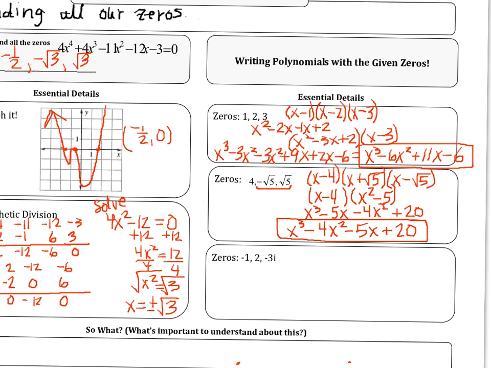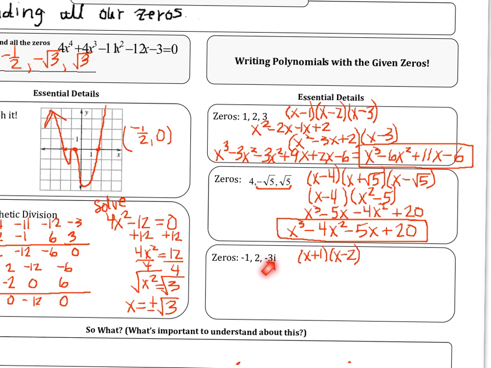Okay, so again, I've got zeros here. So I'm going to have x plus 1 as one of my zeros. And I'm going to have x minus 2 as one of them. And then this last one, I've got minus 3i. Okay, so i stands for the square root of negative 1. So this is really a square root problem again.